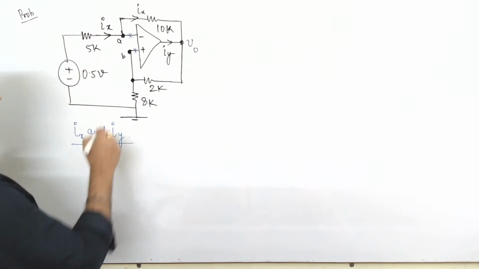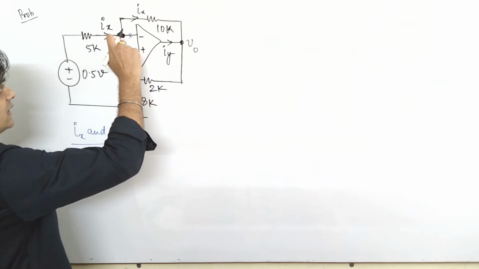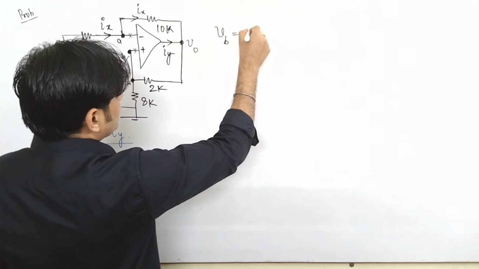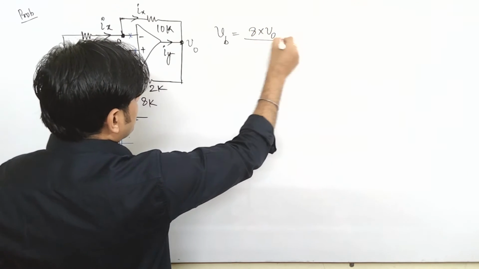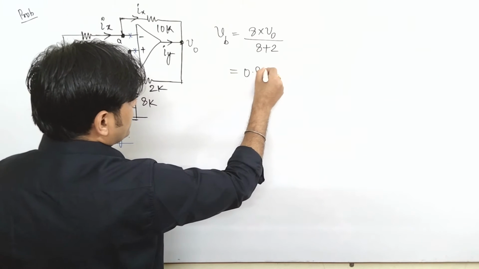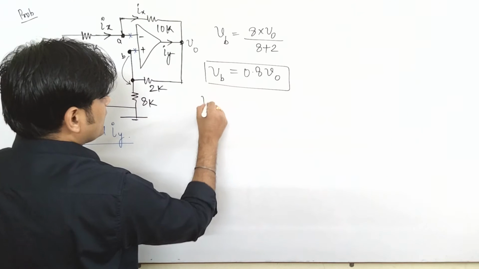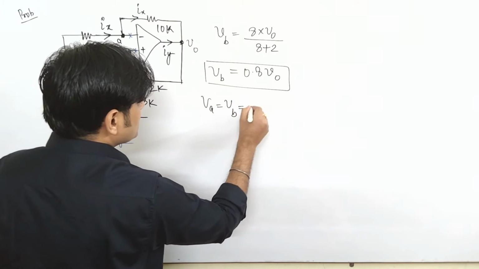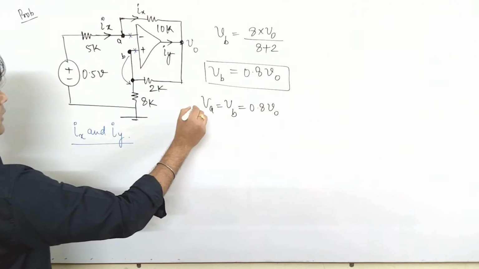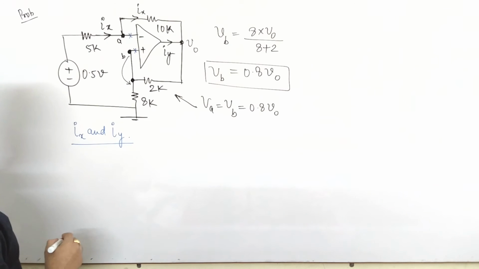If you see the potential here, I call these points A and B, so VB will remain here. So the value of VB is 8 into V0, applying the voltage division rule, over 8 plus 2. That comes to be 0.8 V0. This is the value of VB, and since VA is equal to VB, it is 0.8 V0. Now applying this concept in this question, you can find the value of Ix.